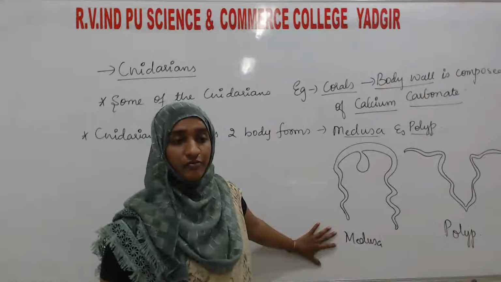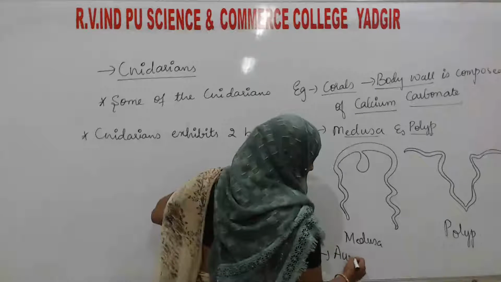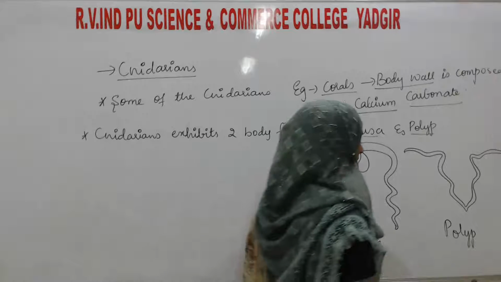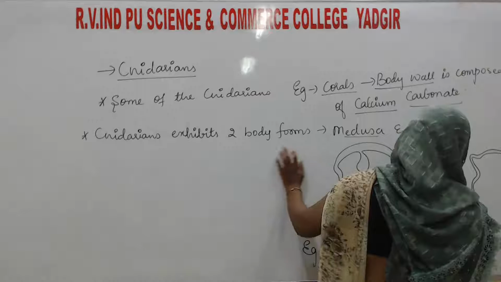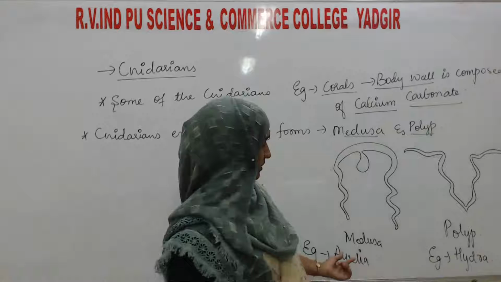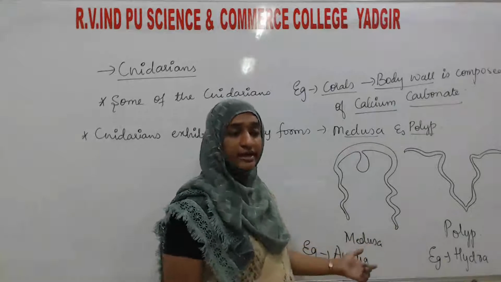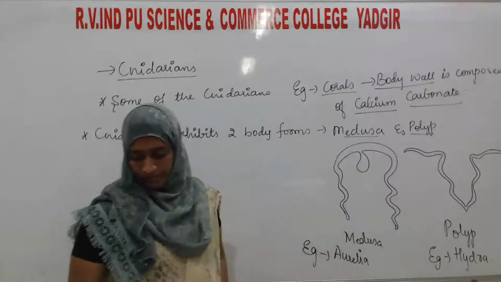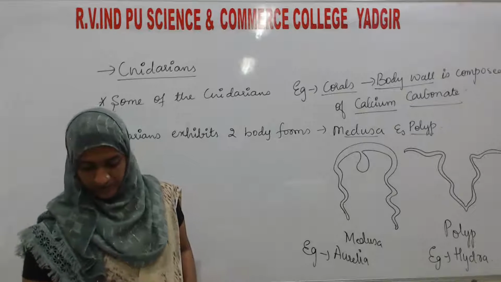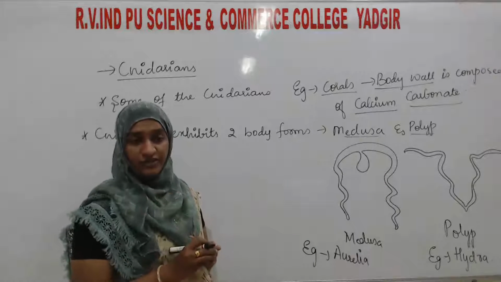One example of medusa is Aurelia, and one example of the polyp body form is Hydra. Aurelia is in the form of medusa, and Hydra is in the form of polyp. Here they have the two basic body forms, polyp and medusa. The hydra is sessile, and the medusa is free swimming.